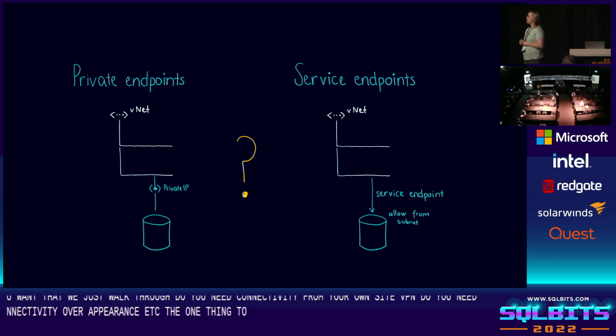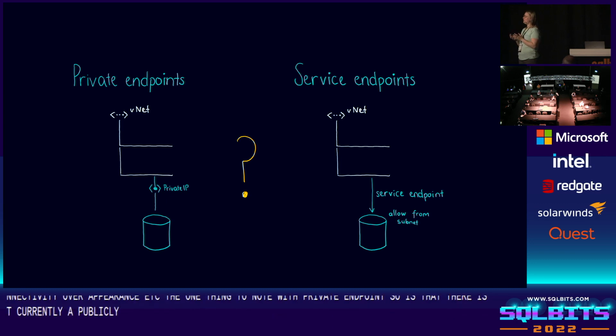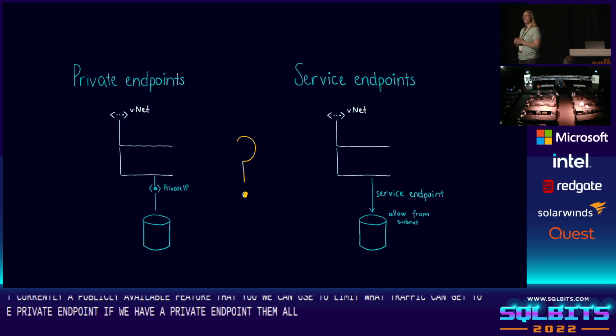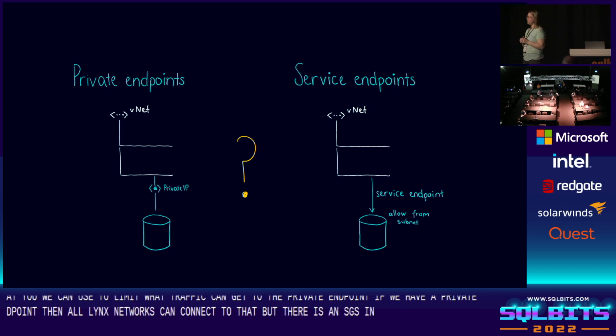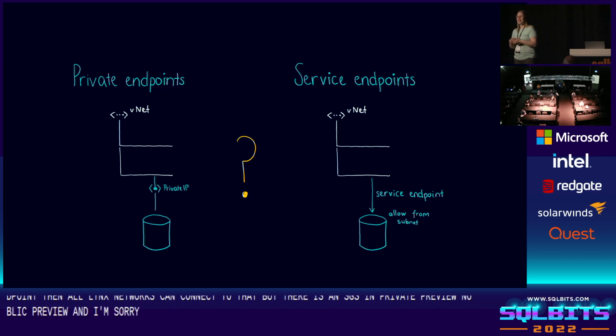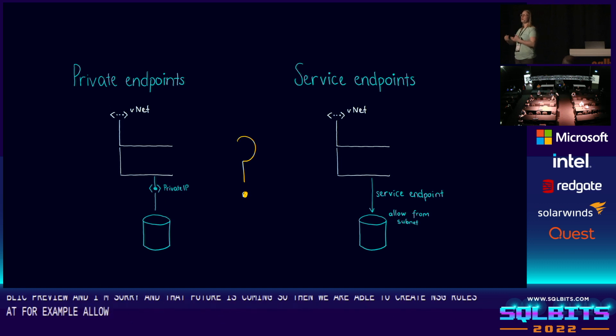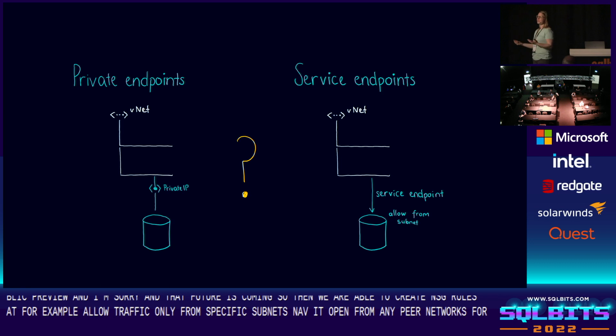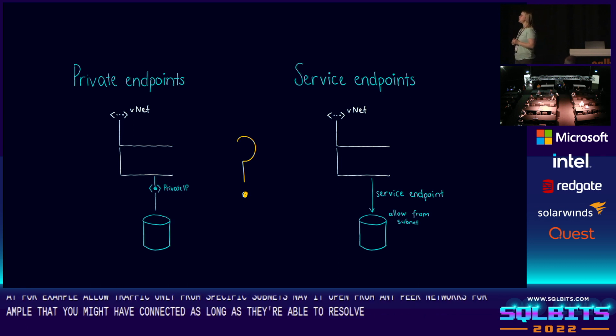The one thing to note with private endpoints, though, is that there's not currently a publicly available feature that we can use to limit what traffic can get to that private endpoint. If we have that private endpoint, then all linked networks can connect to that. But there are NSGs in public preview, I'm sorry, and that feature is coming. So then we are able to create NSG rules that, for example, allow traffic only from specific subnets in a VNet. Right now, it's still open from any peer networks, for example, that you might have connected, as long as they're able to resolve the names correctly.